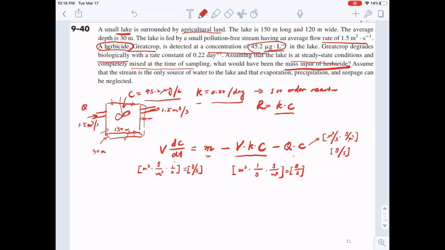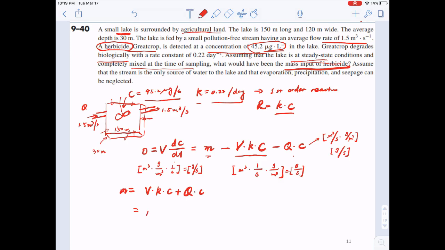So we further know that this lake is at steady state, which just means that the concentration doesn't change as a function of time, which means that this term is equal to 0. So now the mass input is just going to be equal to V multiplied by K multiplied by C plus Q multiplied by C. Okay? So now we can start to plug in all of these numbers here, right?